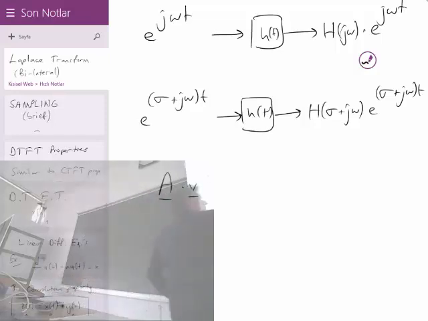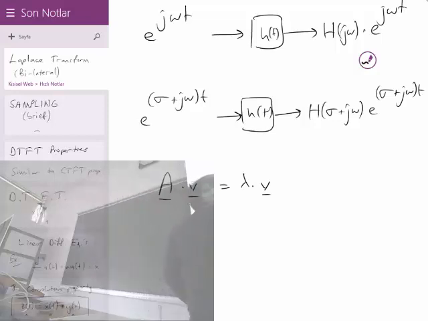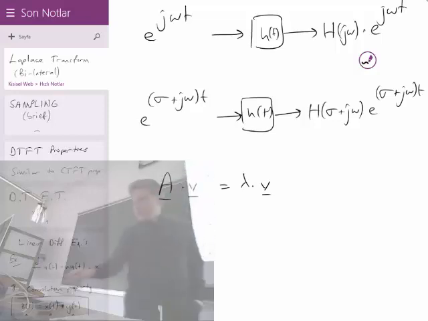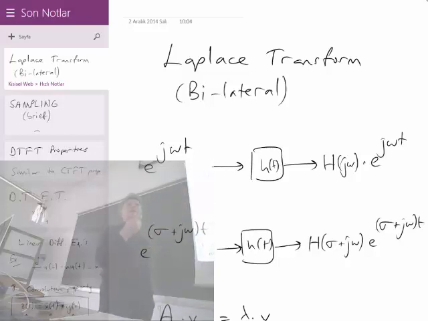If I apply this eigenvector to this matrix, then the output will be the same as the eigenvector, scaled with an eigenvalue. So the input to the system is V, the output of the system is again V, only scaled. That is the situation that we have here. The input is e to the j omega t, the output is e to the j omega t, only scaled. That's why they call it an eigensignal.